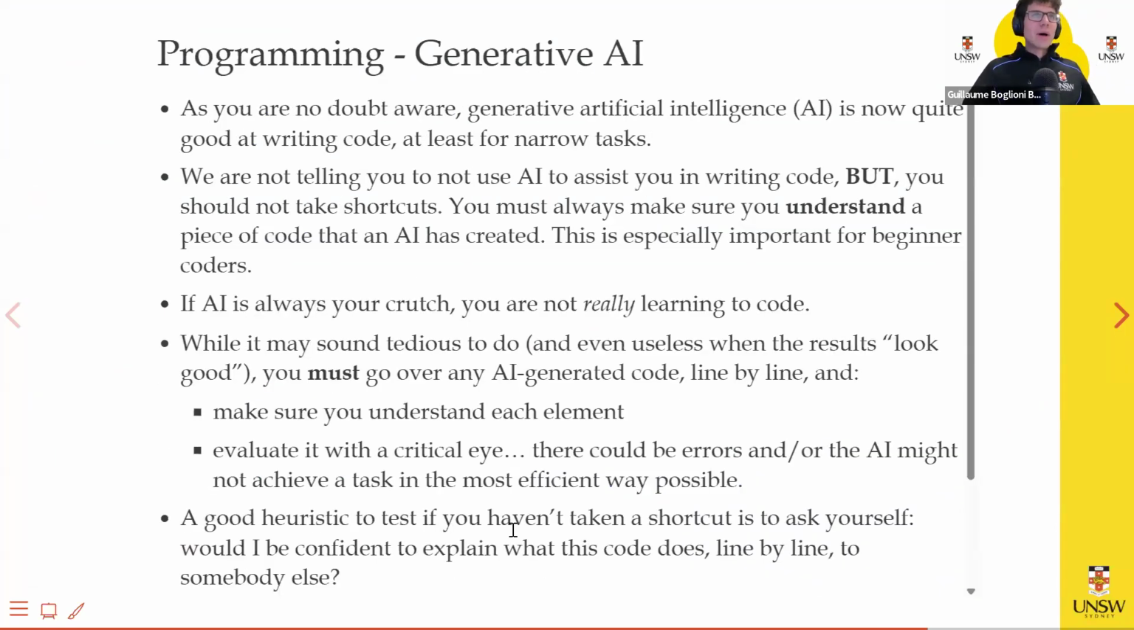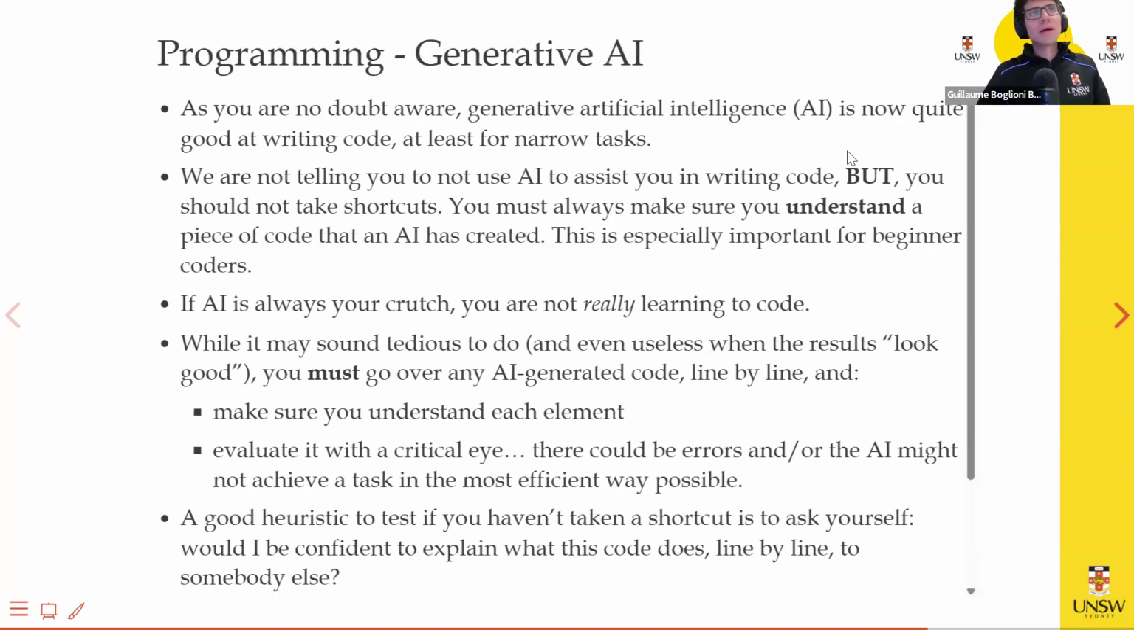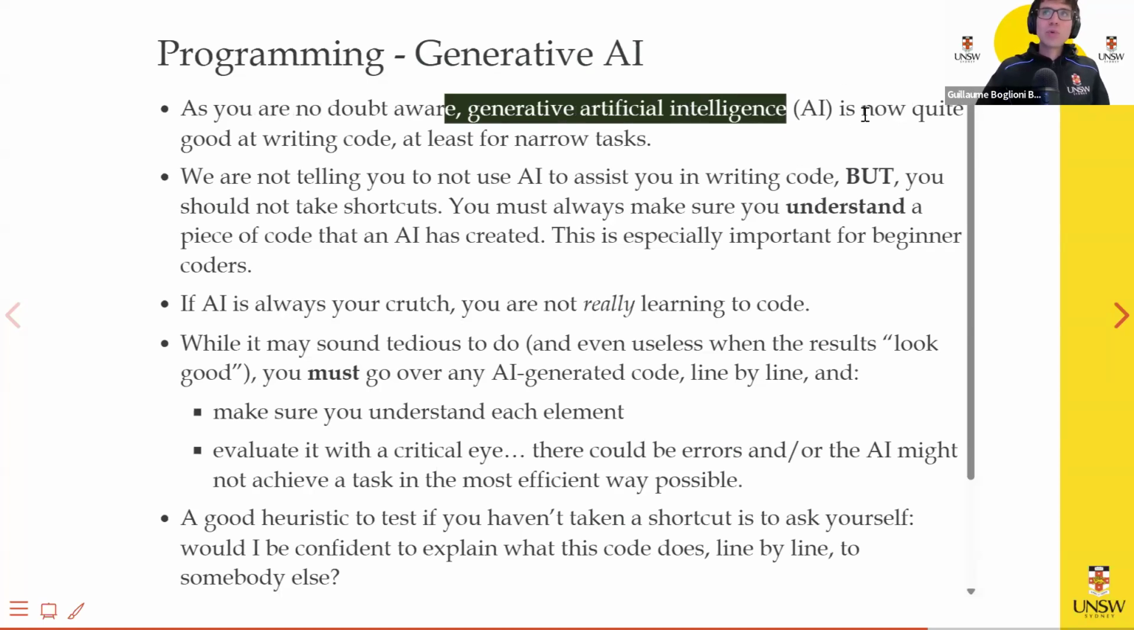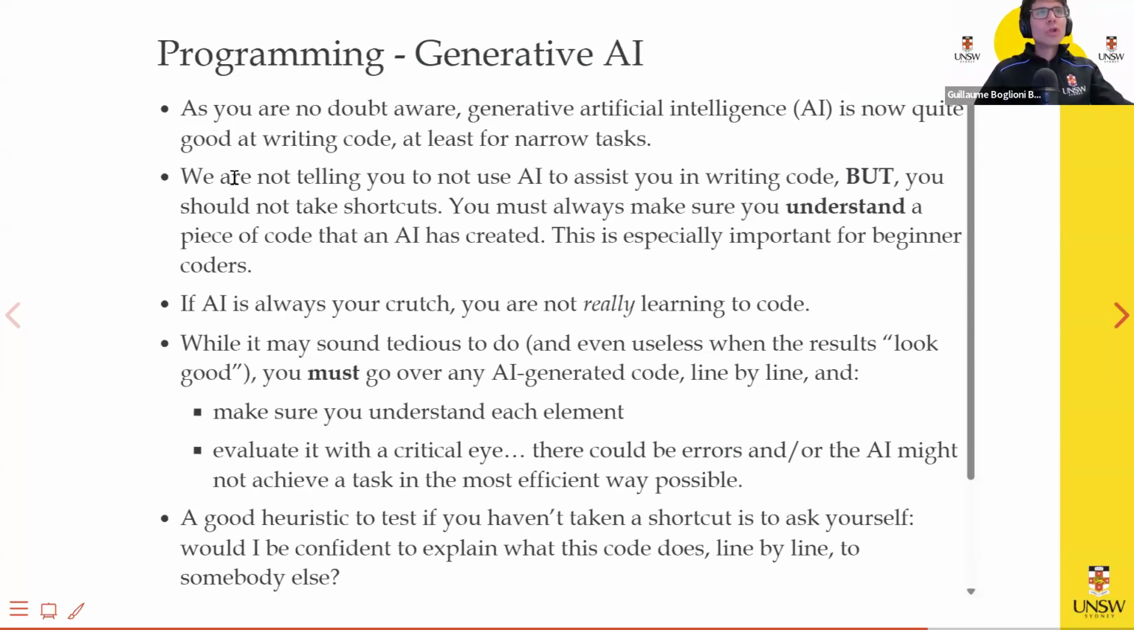Oh, and now we have this slide about generative AI. As you are no doubt aware, generative AI, artificial intelligence, is pretty good now at writing code, at least for very targeted tasks. The point we're making in this slide is we're not telling you to not use AI to assist you, okay, keyword assist you in writing code, but you should not take shortcuts. You should not take shortcuts.